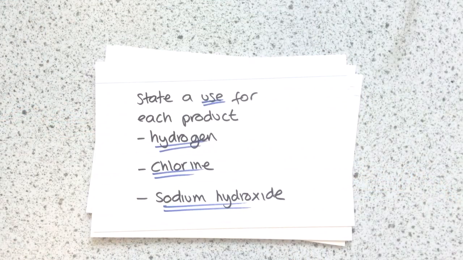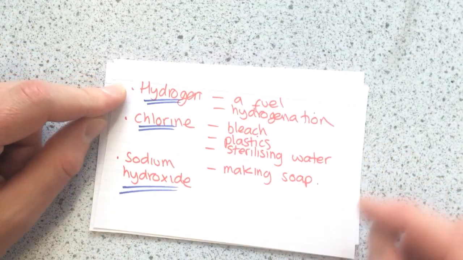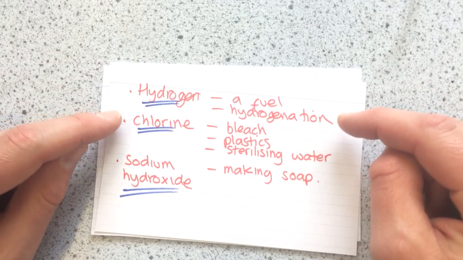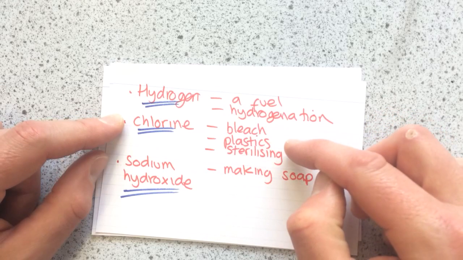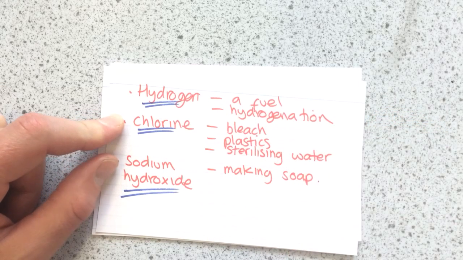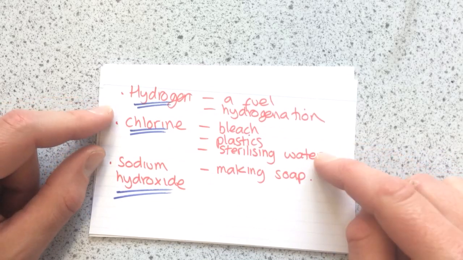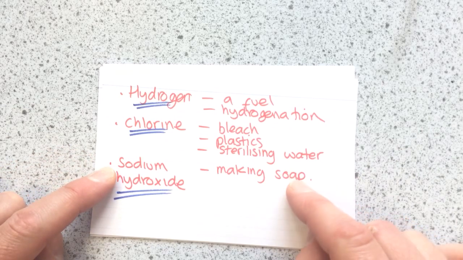What are the uses of these three products, so hydrogen, chlorine and sodium hydroxide? Hydrogen, one of the uses is as a fuel, or also used in hydrogenation reactions. Chlorine is used to make bleach. It's used to make plastics that have chlorine in, and you'll also know it's used to sterilise water for things like in your swimming pool. Sodium hydroxide is used to make soap.